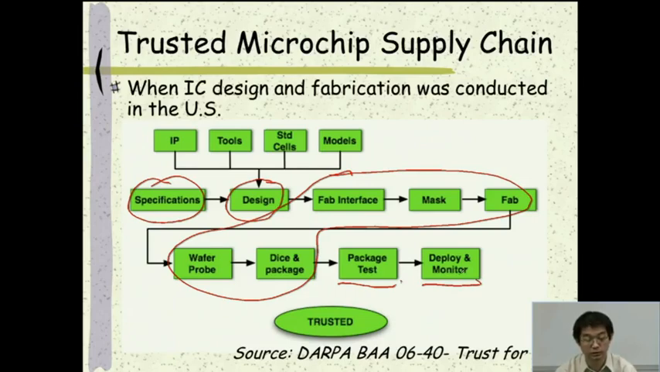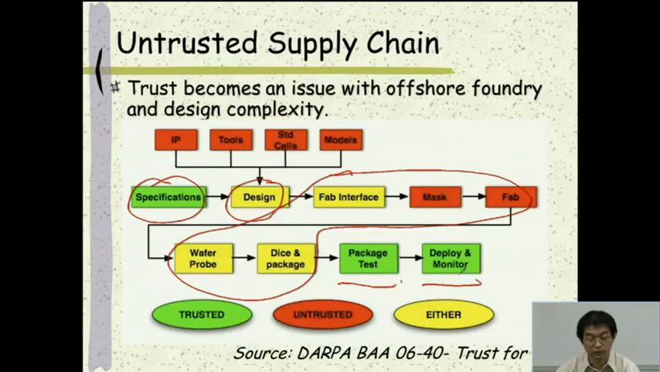Everything is trusted. However, with the increased design complexity and with the offshore foundry, a lot of these blocks become untrusted. For example, this design team may be trusted. We may say, okay, we have used this design team for years. However, they are using models which come from other sources. They are using third-party intellectual properties. They are using design tools. And these things may not be designed by a trusted source.